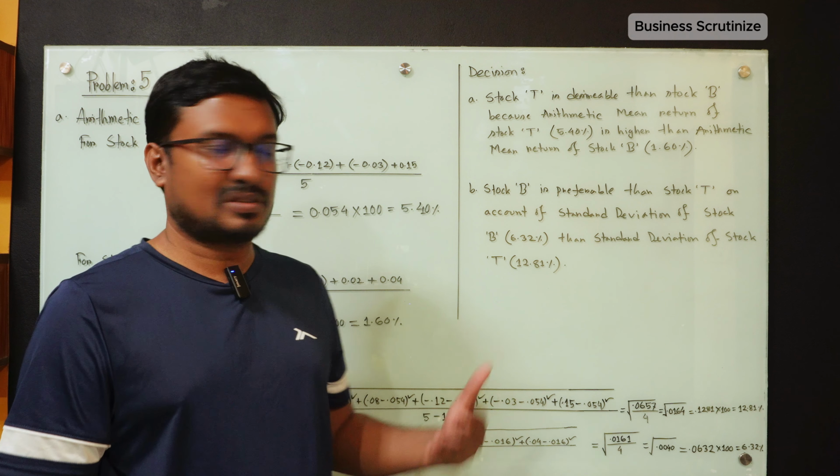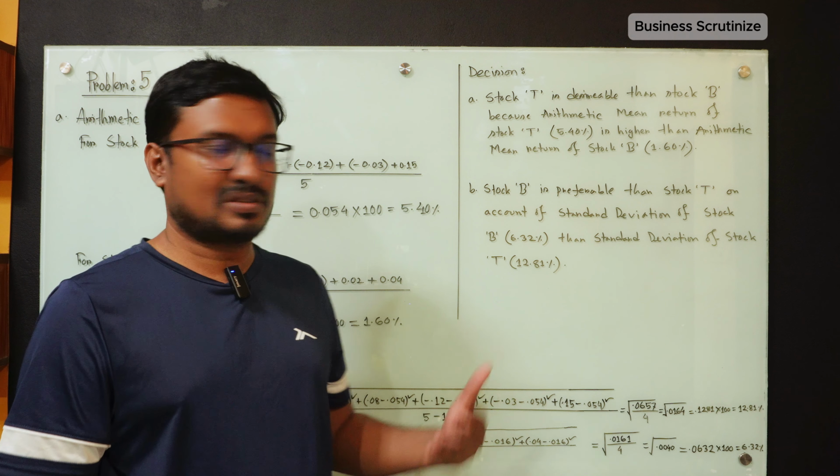After division we will have 0.0164, and after taking the root the value should be 0.1281, and to show it in percentage we have to multiply by 100. So lastly we will get 12.81%. So 12.81% is the standard deviation, or we can say the risk, of stock T.